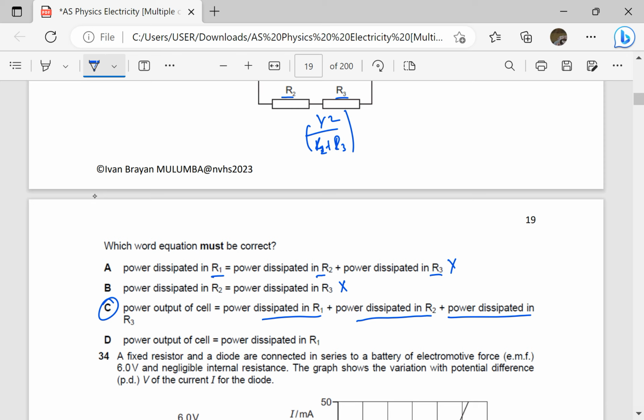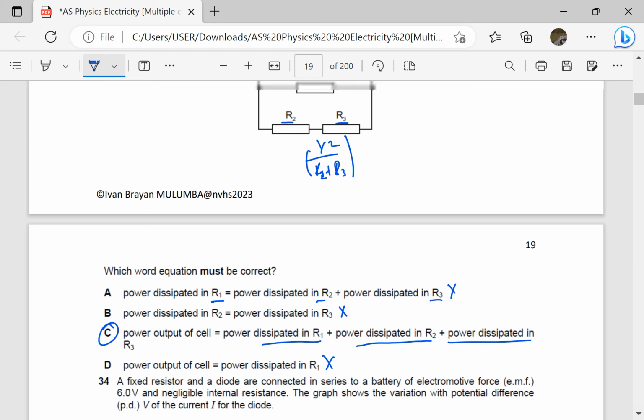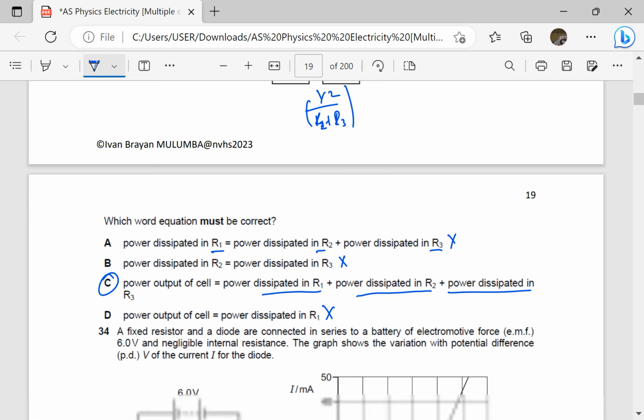Power output of the cell is the same as power dissipated in R1. That is not true, because there is some power dissipated in R2 and R3. So the answer is C.